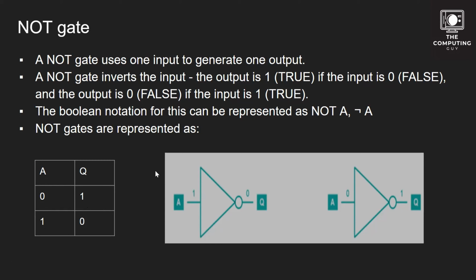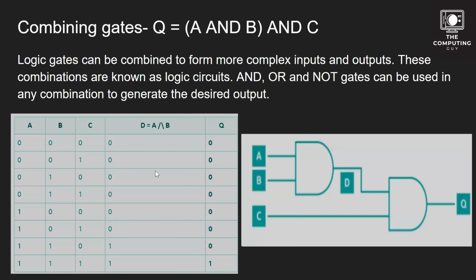We're now going to look at how we can combine logic gates. Logic gates can be combined to form more complex inputs and outputs. These combinations are known as logic circuits. It can use a variety of AND, OR or NOT gates, which could be used in combination to get any desired output. So we've got this circuit here. D is equal to A AND B, and then Q is equal to D AND C.